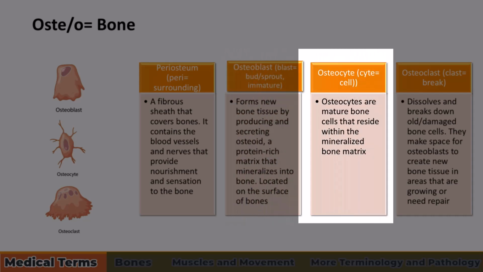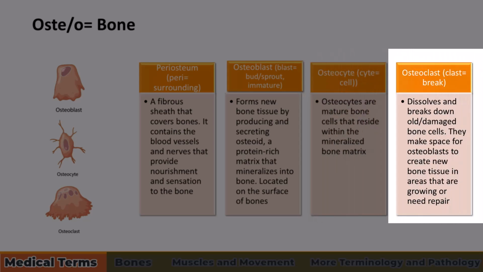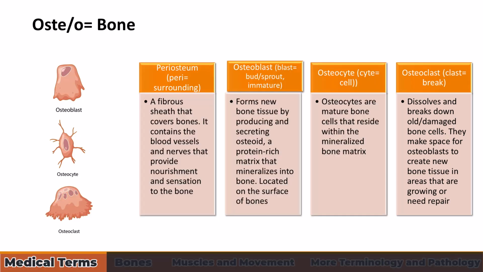Osteocyte. Osteocytes are mature bone cells that reside within the mineralized bone matrix. Osteoclast dissolves and breaks down old, damaged bone cells. They make space for osteoblasts to create new bone tissue in areas that are growing or need repair. The images show the progressive life of the bone cell.